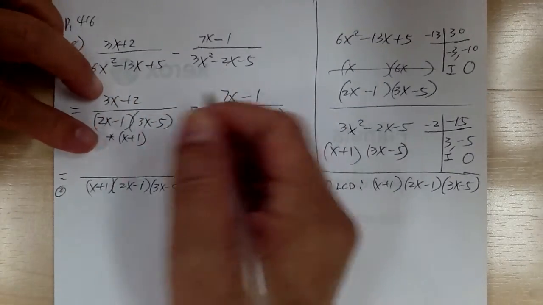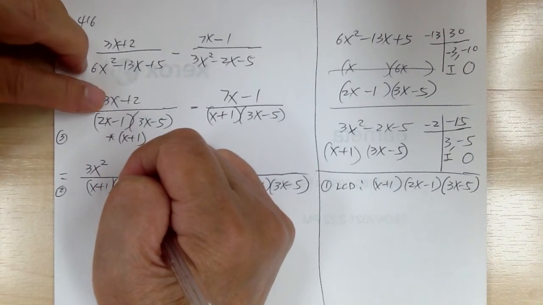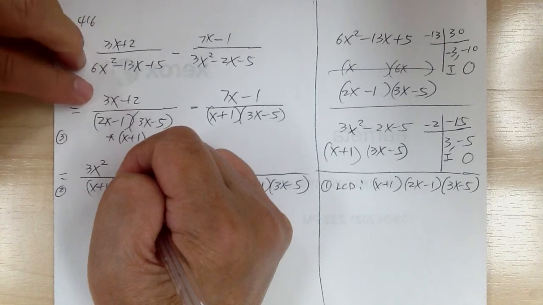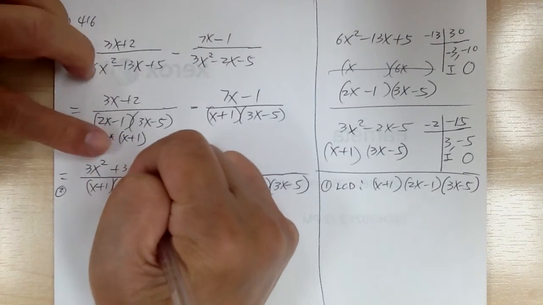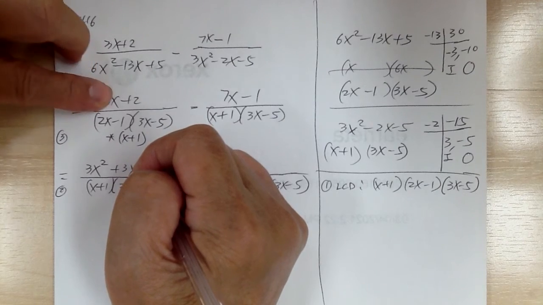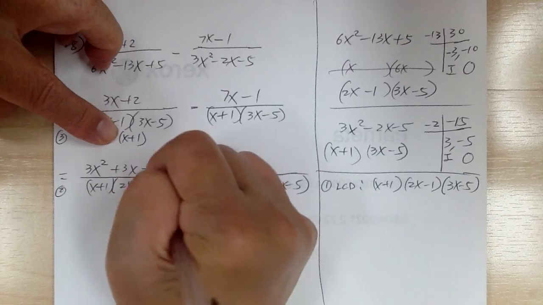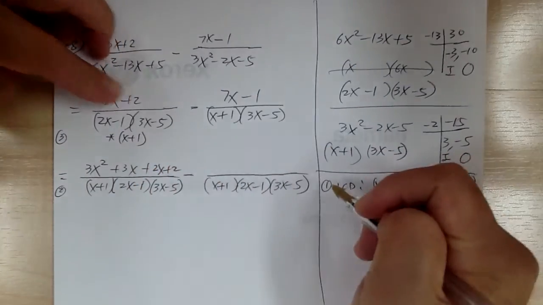Okay, so now you can go and multiply. So use your Fourier method. So 3x squared. So use this times that, then use this times that. So it'll be plus 3x. Also use this one times that, then use the next one. So it'll be plus 2x plus 2.